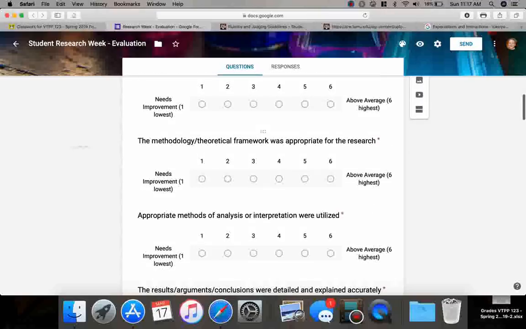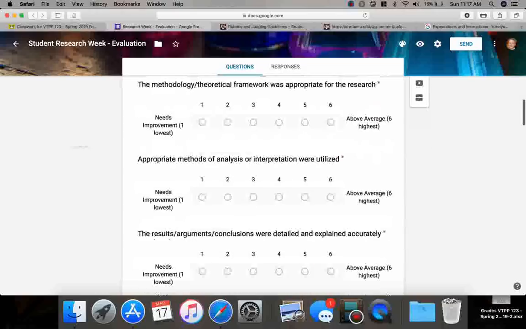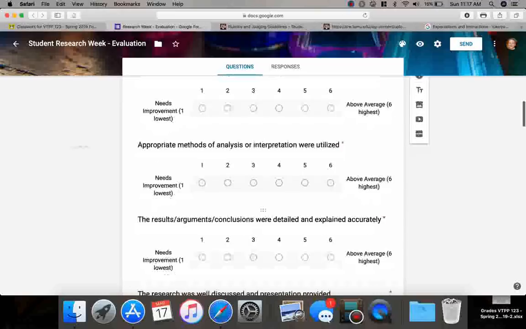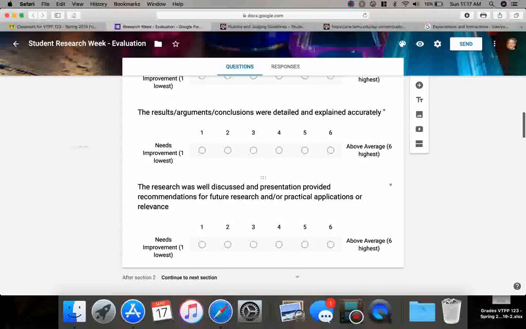The methodology or theoretical framework was appropriate for the research. So the steps they did, the theory behind what they did made sense. Appropriate methods of analysis or interpretation were used. What they analyzed based on the steps they did. What their results, the method for analysis to develop their results was appropriate, and their results, arguments, and conclusions were detailed and explained accurately. Also, research was well discussed, and presentation provided recommendations for future research and or practical applications or relevance.